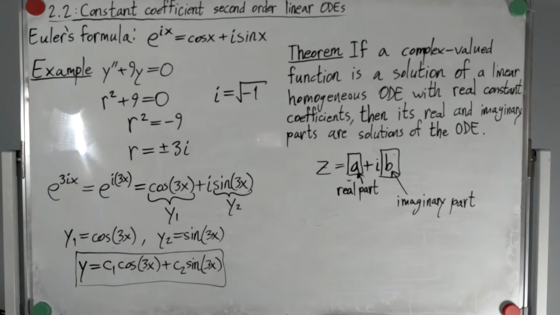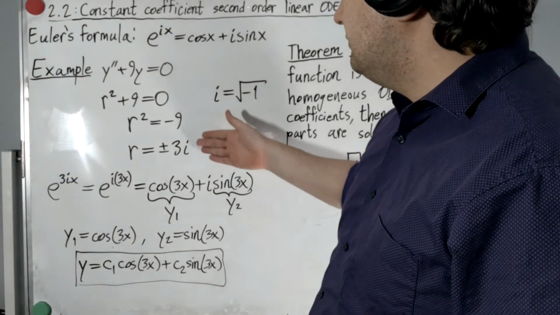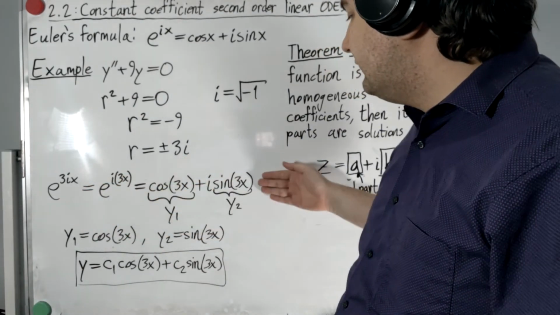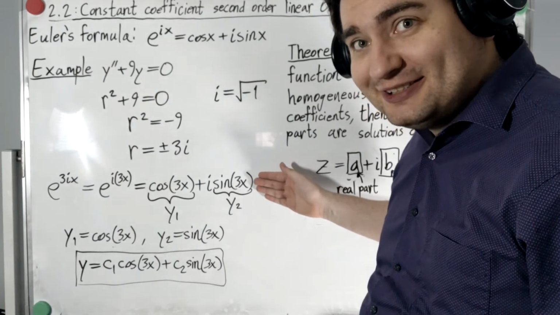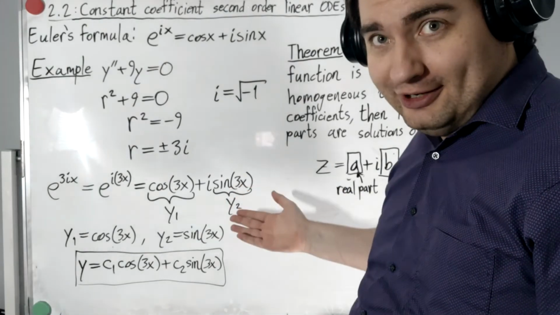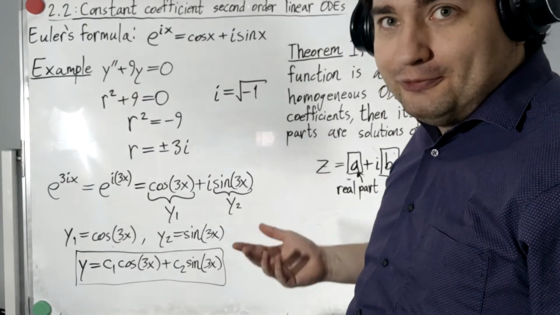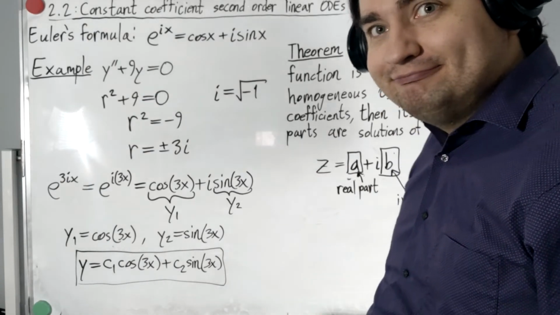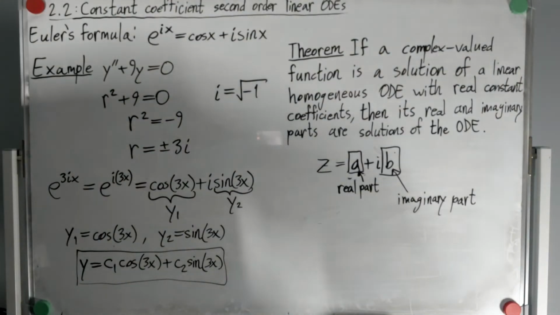So this is how we deal with non-real roots. We need to use Euler's formula to rewrite the complex solution in a form where it has its real and imaginary parts apparent. And then just pick out those real and imaginary parts, and then those form the general solution. Of course, we're going to do some more examples.